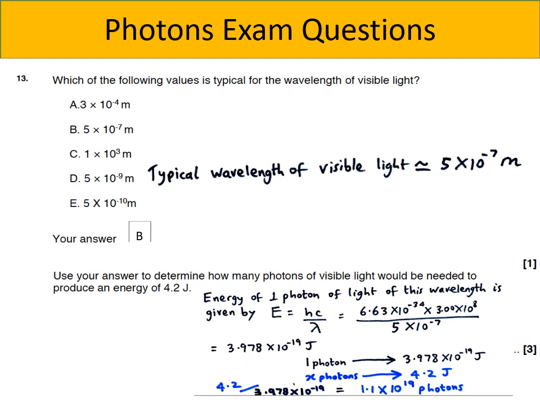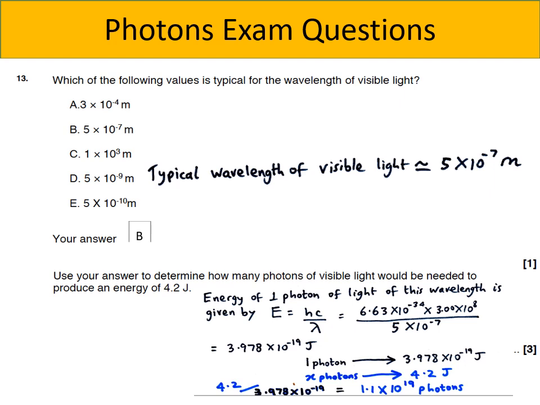So we will use our famous equation for that, which is energy of one photon of light of this wavelength is given by E is equal to hc over lambda, which is equal to 6.63 times 10 to the power minus 34 multiplied by 3 times 10 to the power 8, and divide all of that by 5 times 10 to the power minus 7, which gives us the energy of one photon of visible light as 3.978 times 10 to the power minus 19 joules. So we know that one photon gives us that amount of energy. X number of photons will give us 4.2 joules of energy.